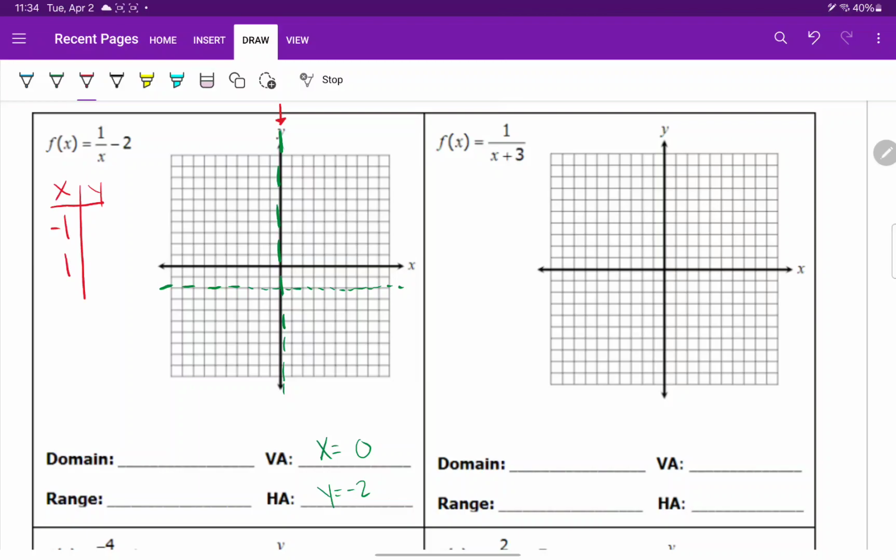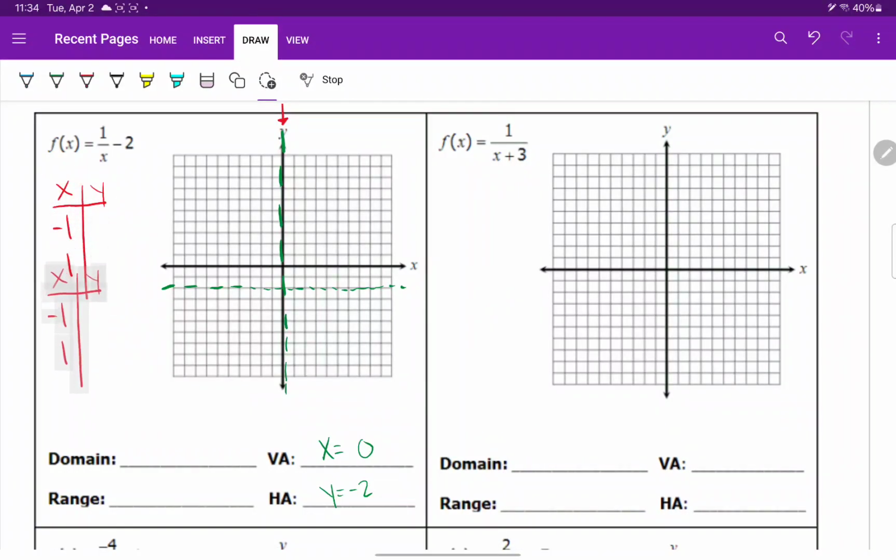Okay? And now last, to figure out what these values are going to become, what I'm actually going to do is just plug these numbers in. So watch. If we plug in a -1, we're going to plug it into this function here. So f of x, which is really y, equals 1 divided by -1 minus 2. 1 divided by -1 is -1, and -1 minus 2 is -3. So we actually have a point at -1 and -3. All right, now we're going to plug in the 1.